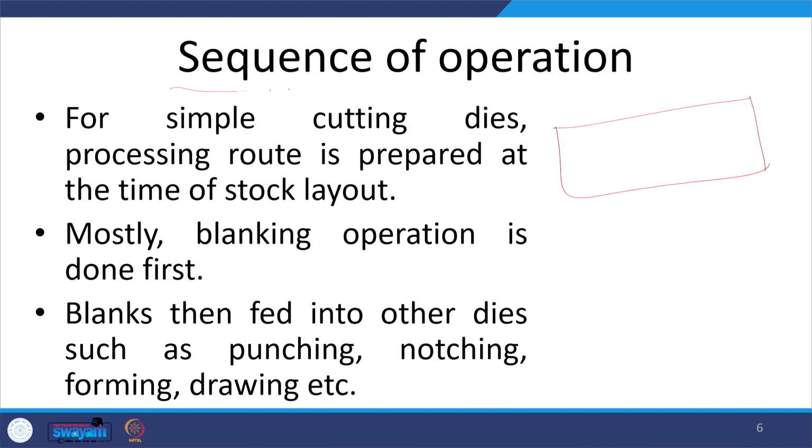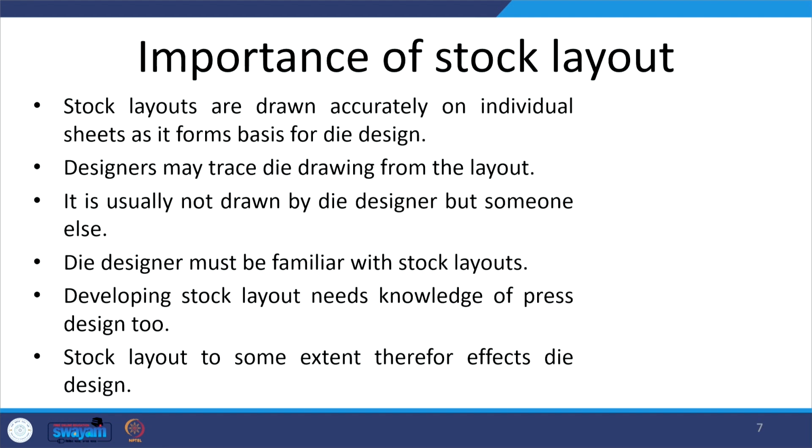So, in sequence of operations, how it is done: for simple cutting dies, the processing route is prepared at the time of the stock layout, that is not a very big deal. Mostly blanking operation is done first, okay, and then the blanks are fed into the dies for other operations like punching, notching, forming, and drawing. So, initially we will make the blanks like this, 3 blanks, and these will be fed further for sequencing of further operations to make the products. What is the importance? As I have said, there are multiple aspects which depend on the stock layout.